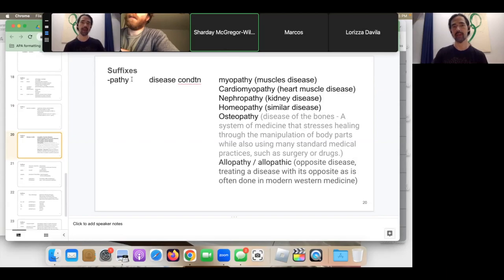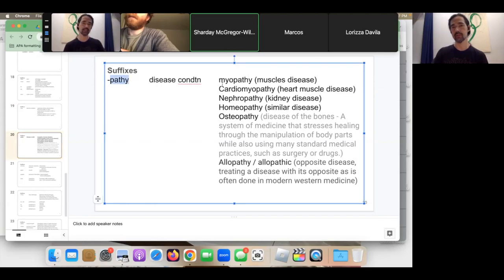Okay, pathy. Pathy means disease condition, right? So you don't always see it referring to a disease. Sometimes you see it in reference to a cure, as in homeopathy or osteopathy or allopathy. So myopathy means a muscle or muscles disease, cardiomyopathy, heart muscle disease. Nephropathy means a kidney disease.